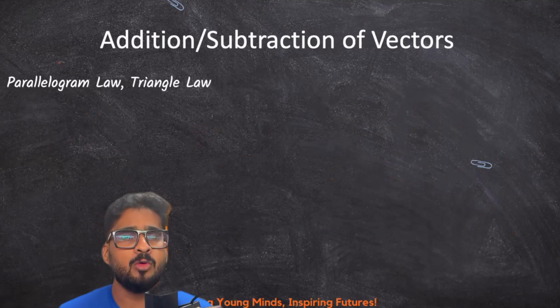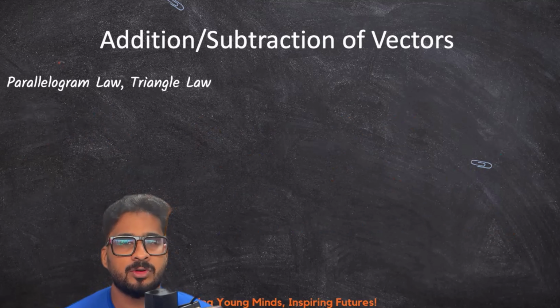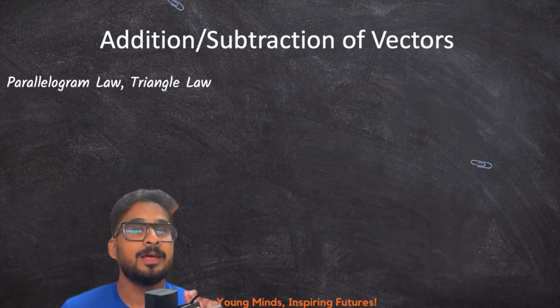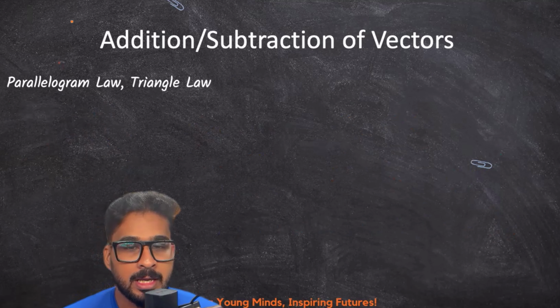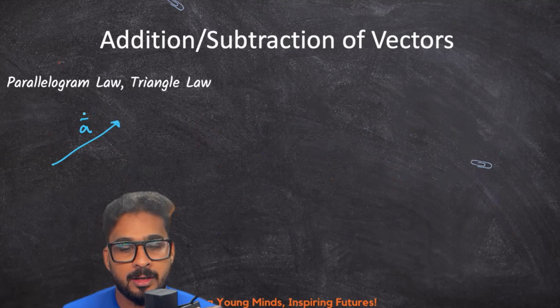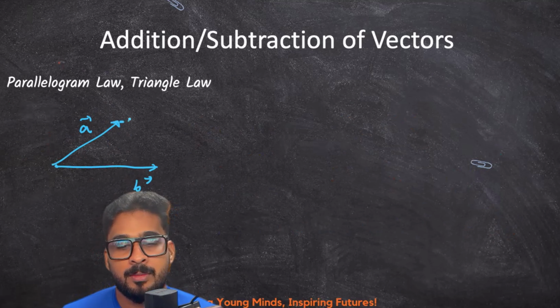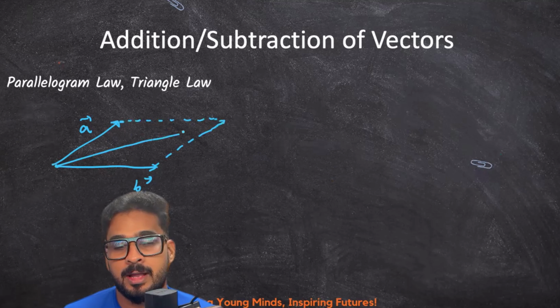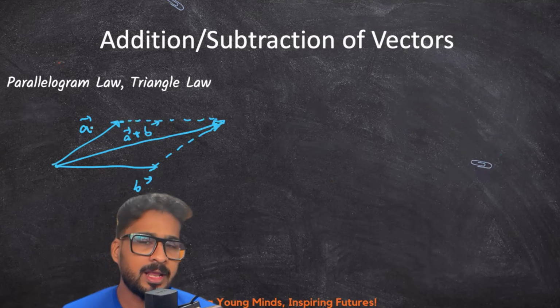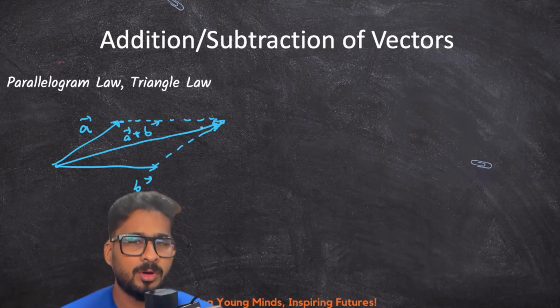Next comes how we are going to do the addition and subtraction of the vectors. There are two laws regarding the same. One is called the parallelogram law and another is called the triangle law of addition. The parallelogram law states that when two vectors A bar and B bar are added, when I make it into a parallelogram, A bar plus B bar is nothing but the diagonal of the parallelogram. Triangle law is also another form of vector addition only. It is similar to the parallelogram law.